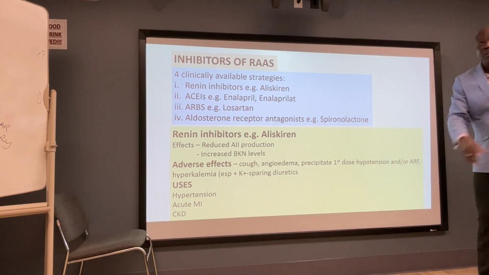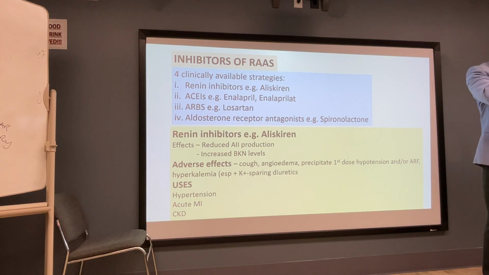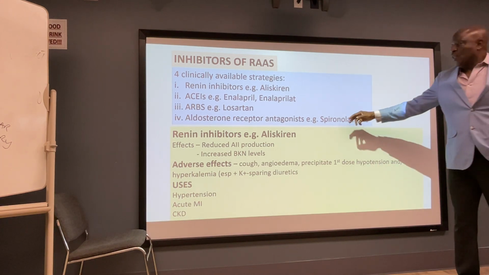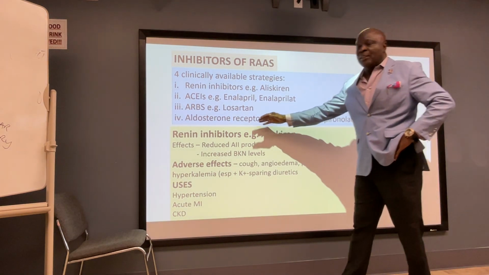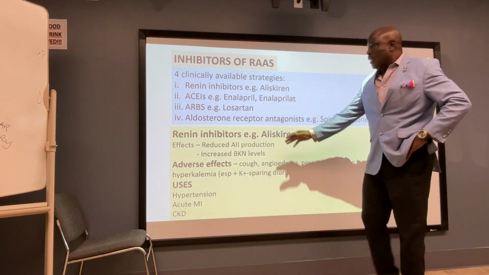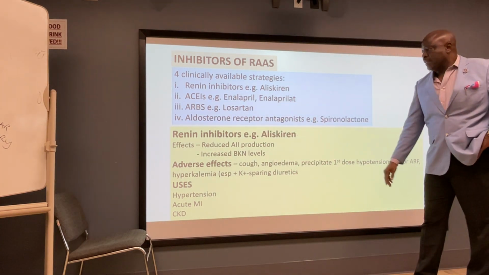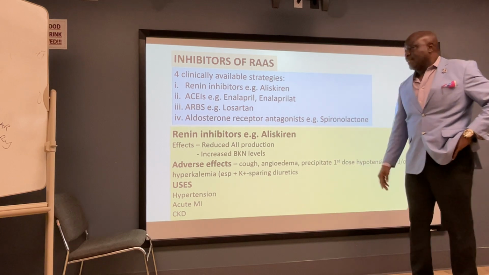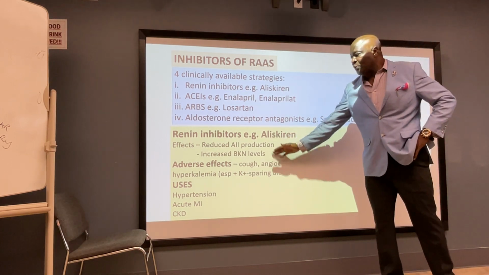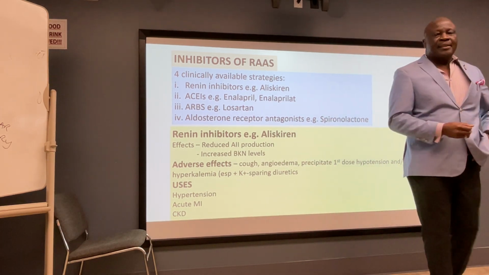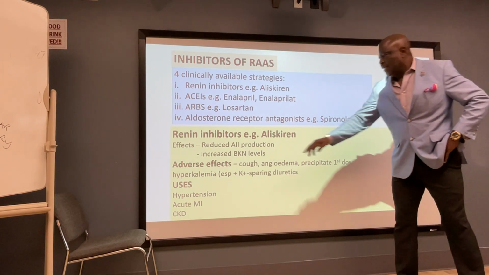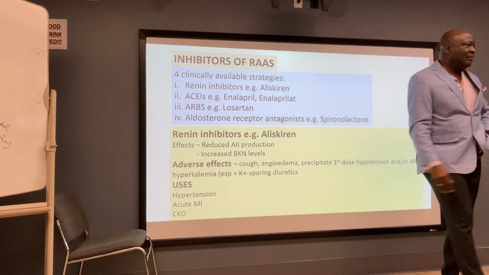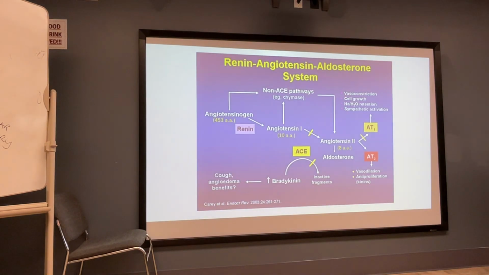I just mentioned to you spironolactone as a potassium-sparing diuretic, right? Because it acts as an aldosterone receptor antagonist. So what's a good example of a renin inhibitor is aliskiren. It will reduce angiotensin 2 production, but will increase bradykinin levels. And let me explain this one for you. Before I go too far, this is the one that explains it.